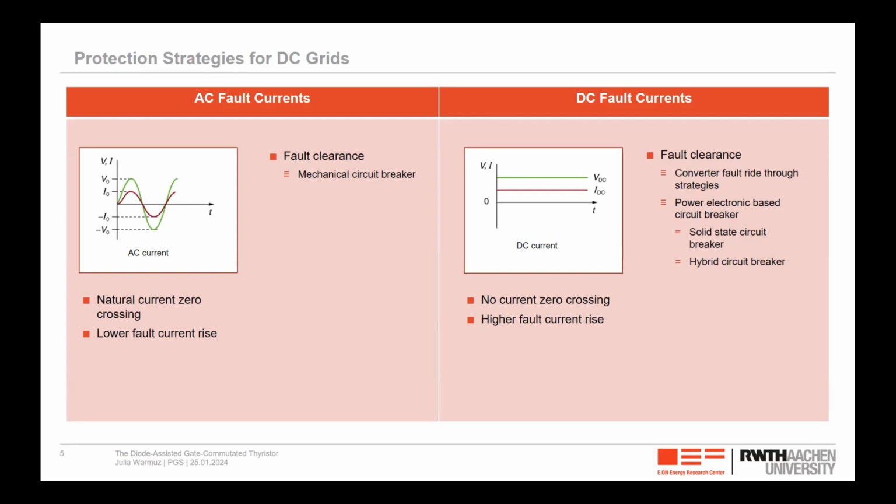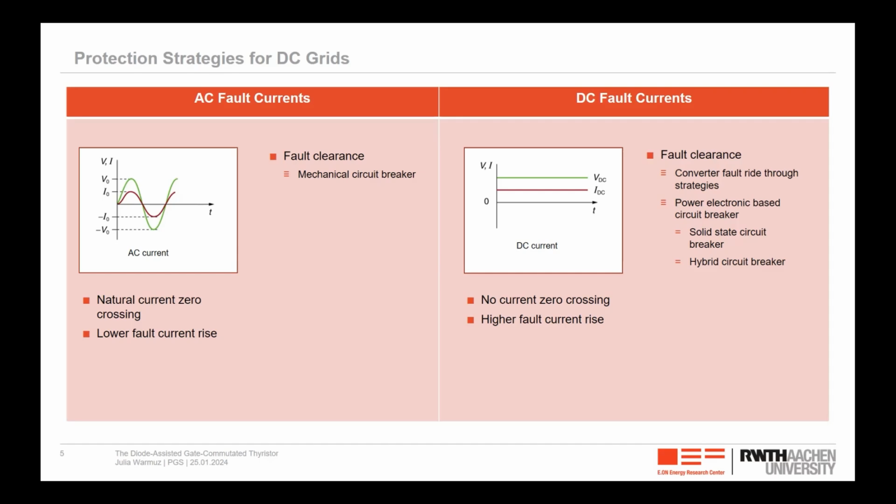So there are different fault clearance strategies for how we handle this. One is that the converter has a fault ride-through strategy. Basically, the converter changes its switching pattern to ride through a fault. But it doesn't work all the time, and we often also need to really physically interrupt the fault. Therefore, we need power electronic based circuit breakers.